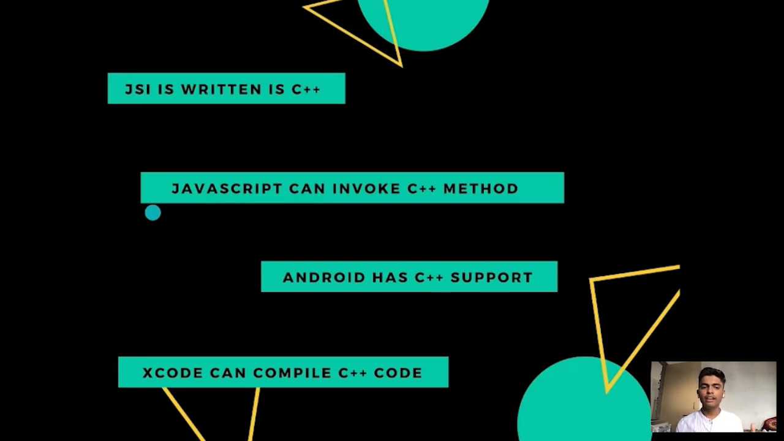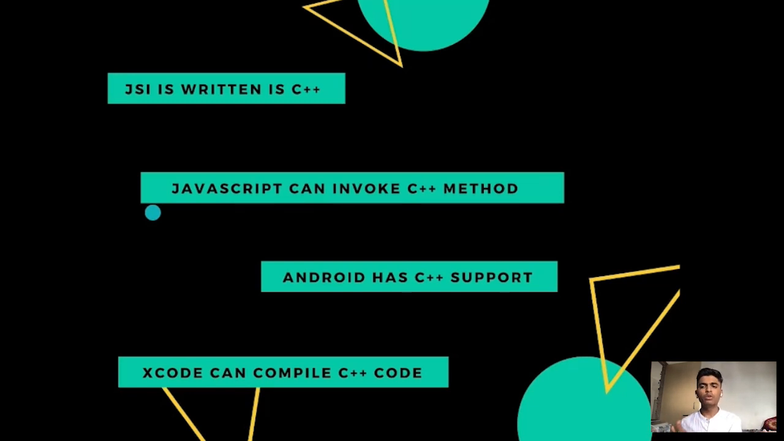Now, I know that Android can also execute C++ code. There is a method called JNI, the Java Native Interface, if you want to know about it. The point is that both universes can communicate with C++, because JavaScript can also invoke some C++ methods.